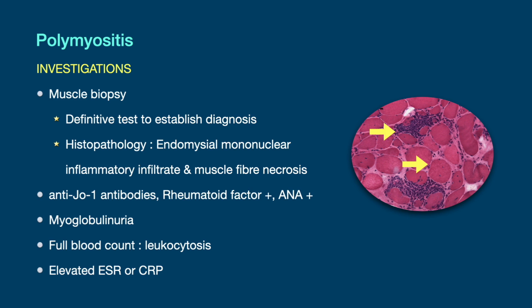A full blood count would show leukocytosis or thrombocytosis, and ESR or CRP will be elevated in about 50% of them, as well as positive anti-nuclear antibody found in 1/3 of the patients.